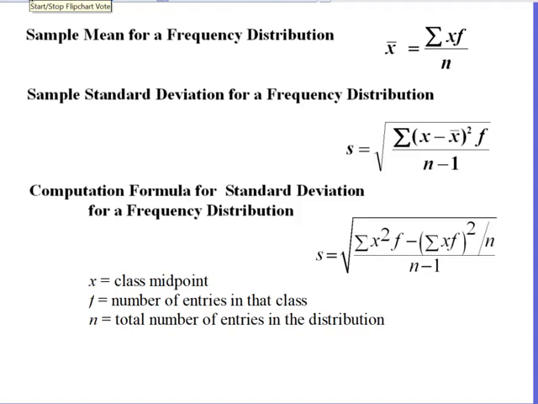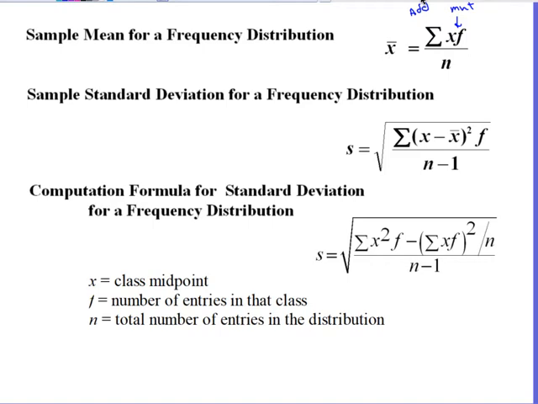Okay, so the sample mean, you'll see something like this. It will say sample mean and frequency distribution. Now you've got this f. You are going to have to make sure that you multiply first and then add them up at the end. Divide by n. Sample standard deviation for this frequency table looks as such. There's a computational formula that goes along with it. I'll show you how to work with both.